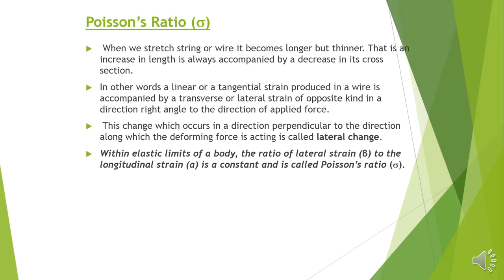Within the elastic limits of a body, the ratio of lateral strain beta to the longitudinal strain alpha is a constant and is called Poisson's ratio, denoted by sigma. Thus, Poisson's ratio sigma is equal to beta by alpha.